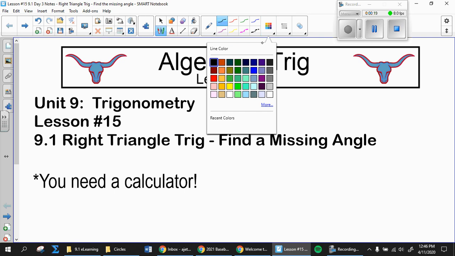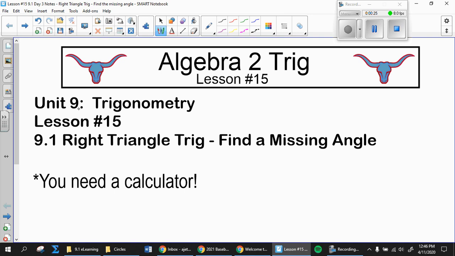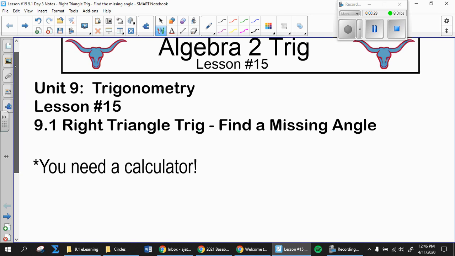So we're going to use the same equations that we used to find missing sides. We're going to set up those same equations. It's just going to be how we solve them. We're going to solve them a little bit different, using a different button in our calculator.